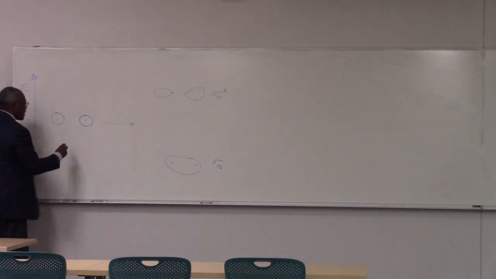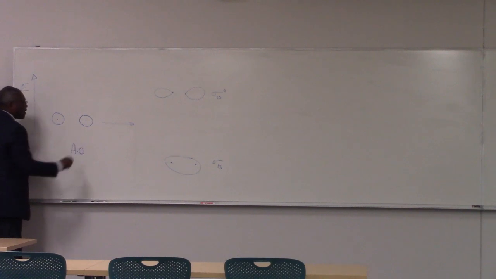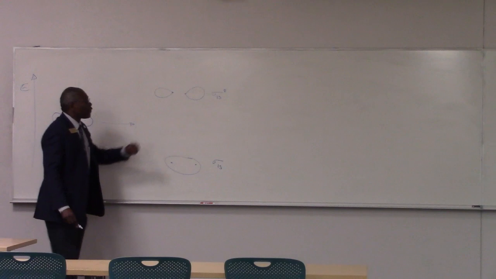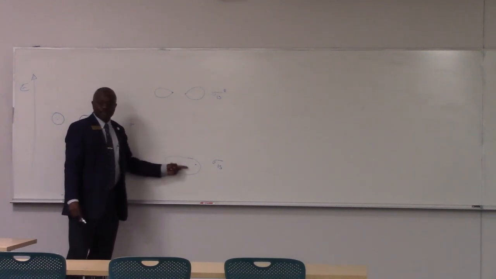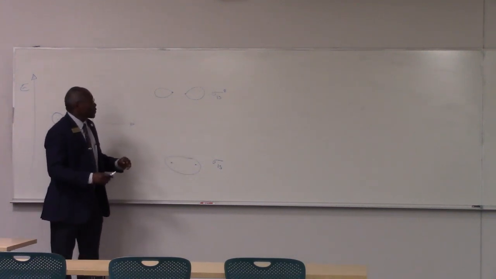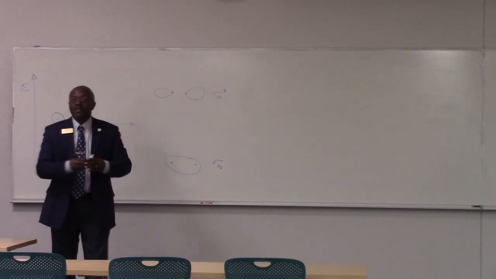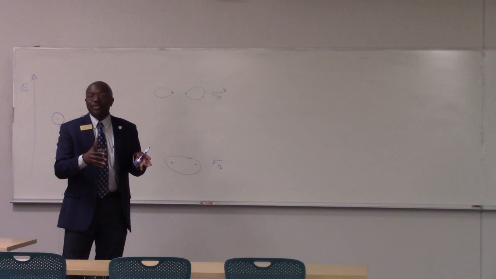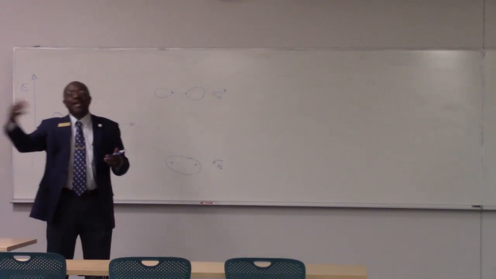But what's important is that two atomic orbitals merge to form two molecular orbitals in this case. So there's orbital conservation. If I put in two orbitals, I get two out. If I put in n orbitals, or x orbitals, I'll get x orbitals out.